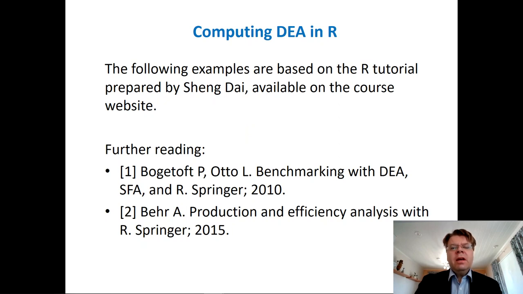In the empirical example, I will utilize the material available in the R tutorial prepared by my student assistant Sheng Dai. So you can find these R tutorials for DEA and also the alternative method SFA on the course website. And if you are interested in applying DEA or SFA and some other formulations that are not available in the tutorial, I have also indicated a couple of references where you can find further information to move beyond these basic examples in Sheng Dai's R tutorial. But again, the following examples are simply adopted from Sheng Dai's R tutorial.